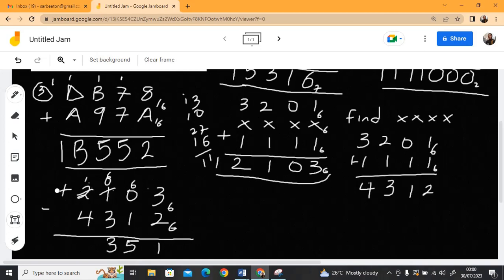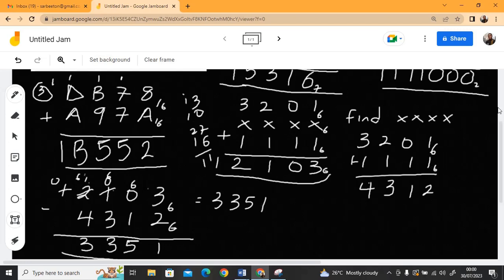Now you have 1 here. When you borrow 1 from here, this one becomes 0. The one you borrow is 6. You add it to this one that is 1 already. That is 7. So you add 6 plus 1, that is 7. Then 7 minus 4 is 3. So this is your final answer for this one. The final answer is 3, 3, 5, 1.